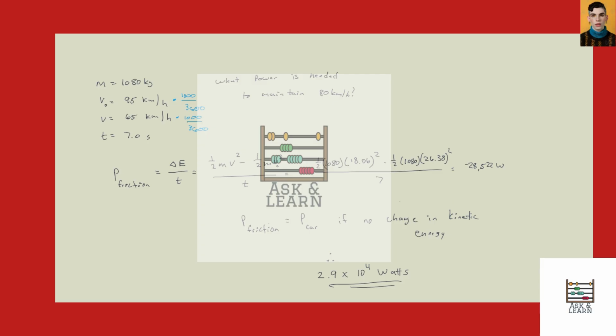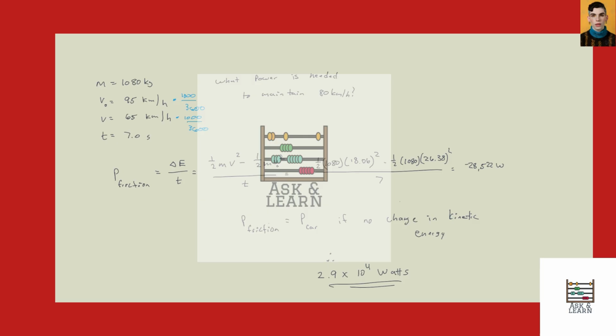When I calculated that, I get this negative 28,522 watts. That's telling me that in every second, a little over 28,500 joules of energy is being lost due to friction, at each second of time. So that's quite a bit. So we need to have an engine that's actually maintaining that.